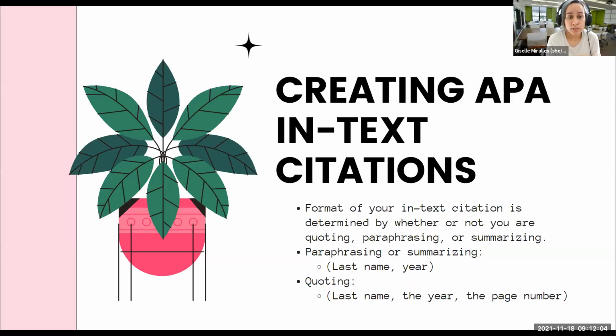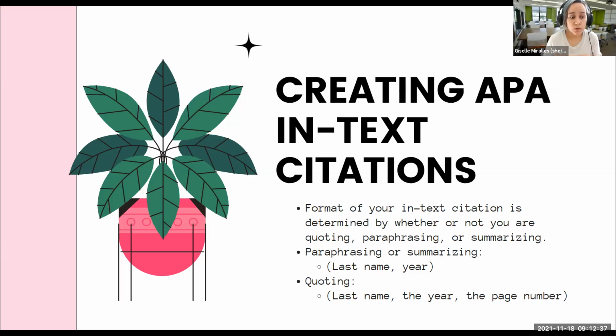When you cite your sources, you essentially create what is called an in-text citation. In-text citations exist for APA format, and they are formatted in a certain way. So the format of your in-text citations is determined by whether or not you are quoting, paraphrasing, or summarizing. If you're paraphrasing or summarizing, your in-text citation should include the last name, a comma, and the year the piece was published.